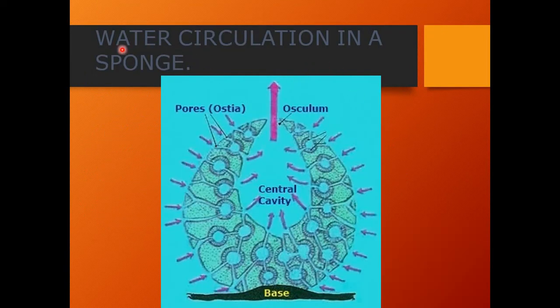This is basically the water circulation in the sponge. As you can see, the water goes from the outside, enters here, and comes out from here again. The function of this structure is to support the body.